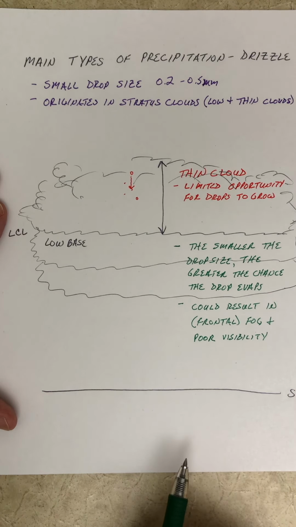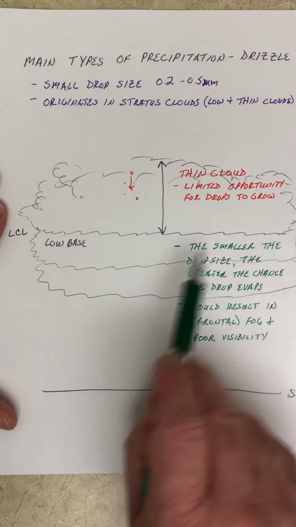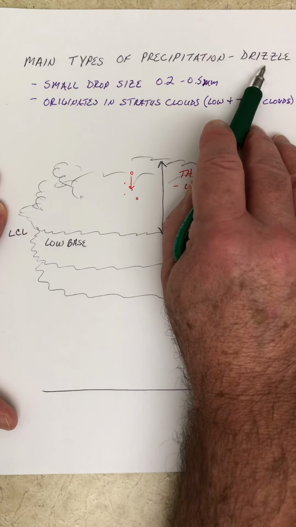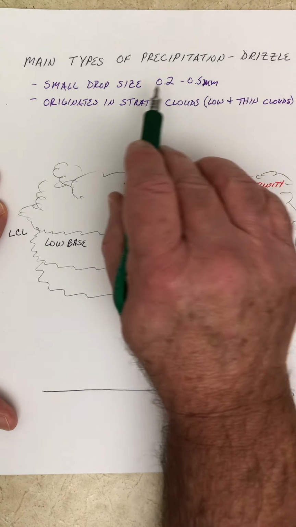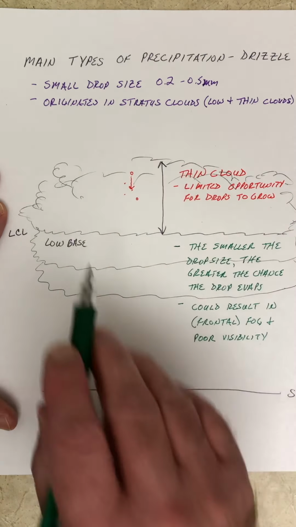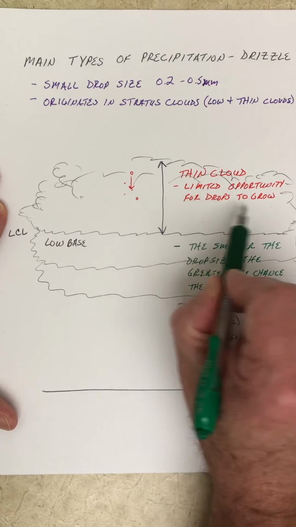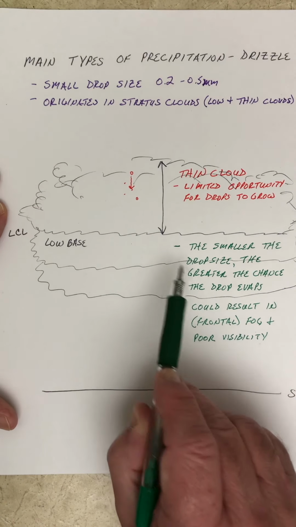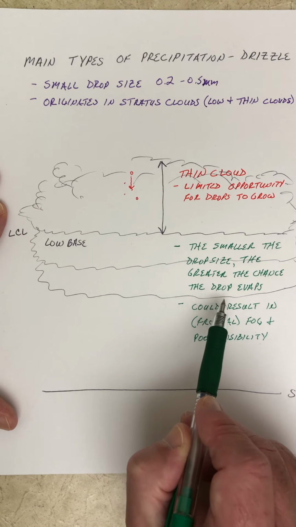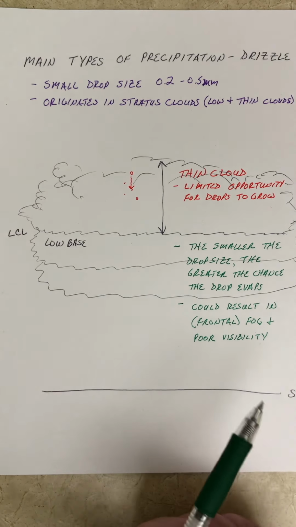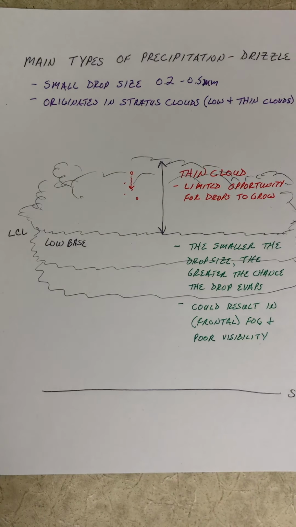Okay. Now, again, the whole cause of this is because of the smaller drop size, which is very characteristic of drizzle. But the smaller drop size is because of the cloud that drizzle forms in. It's stratus, which is a low, thin cloud, limited opportunity to grow. And because they're so small, those smaller drizzle drops might evaporate and create fog and poor visibility. Okay, so that's the first type of precipitation, drizzle, and next we'll take a look at rain.